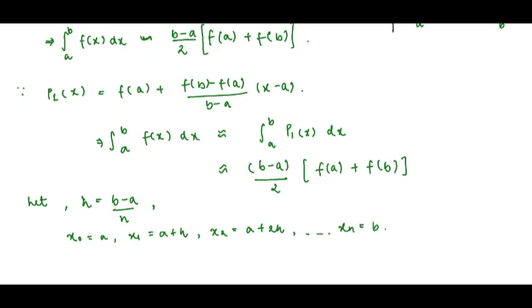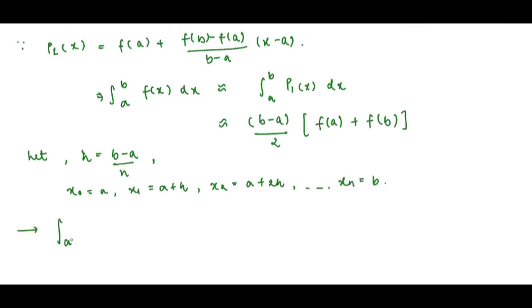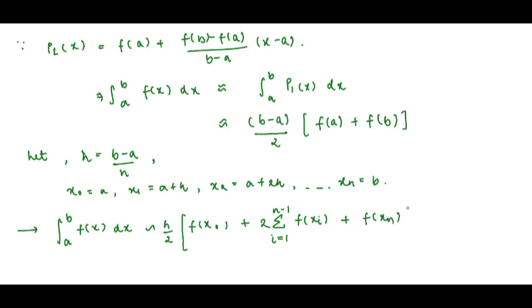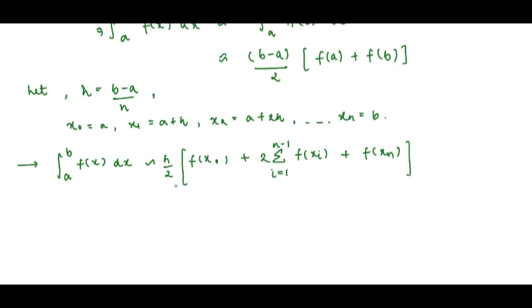So we apply the trapezoidal rule to each smaller interval and add them. The resulting formula becomes: the integral is approximately h/2 times [f(x0) plus twice the summation of f(xi), where i is from 1 up to n minus 1, plus f(xn)]. Or equivalently, approximately h/2 times [f0 plus 2 times (f1 plus f2 and up to fn minus 1) plus fn]. And this is called the composite trapezoidal rule.